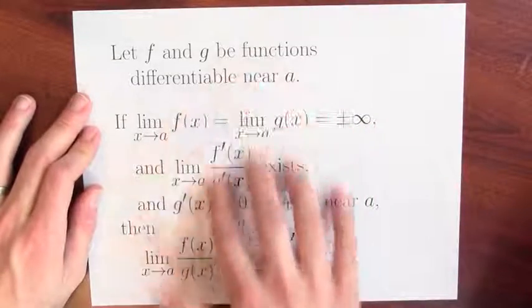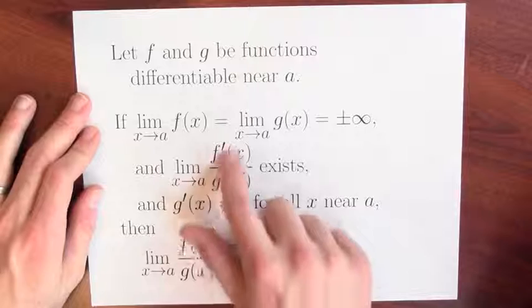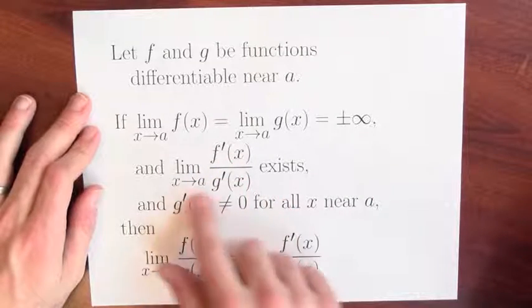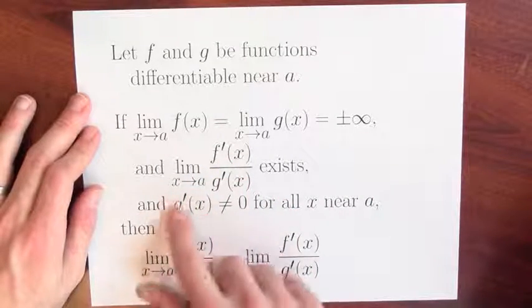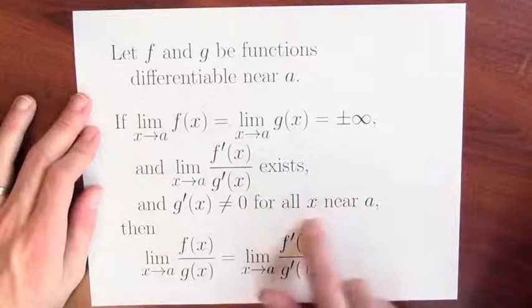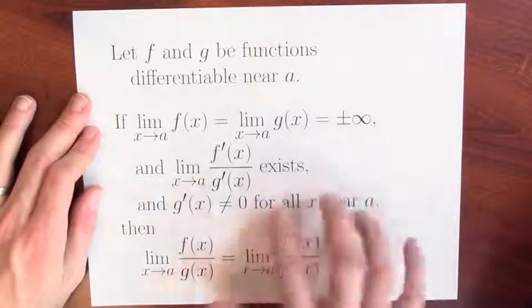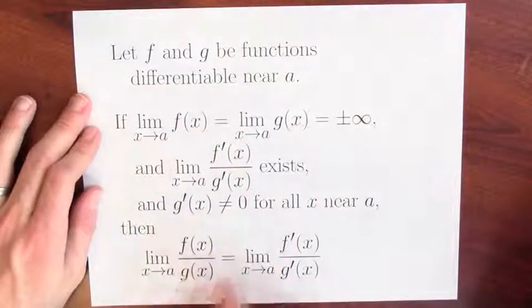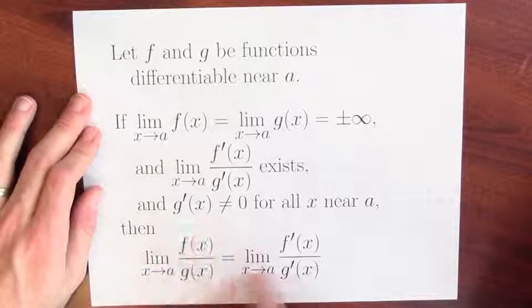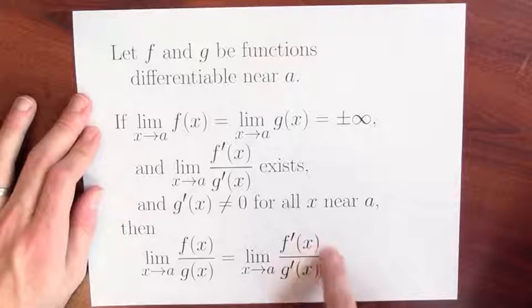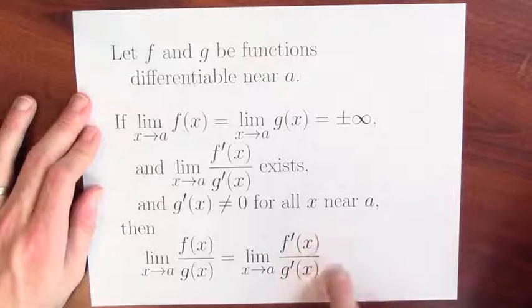I mean, you've still got all these other conditions. You've got to check that the limit of the ratio of the derivatives exists and that the derivative of the denominator is not 0 for values of x near a. But given these conditions, you then get the same fantastic conclusion that the limit of f over g is the limit of the derivative of f over the derivative of g. Let's take a look at an example.